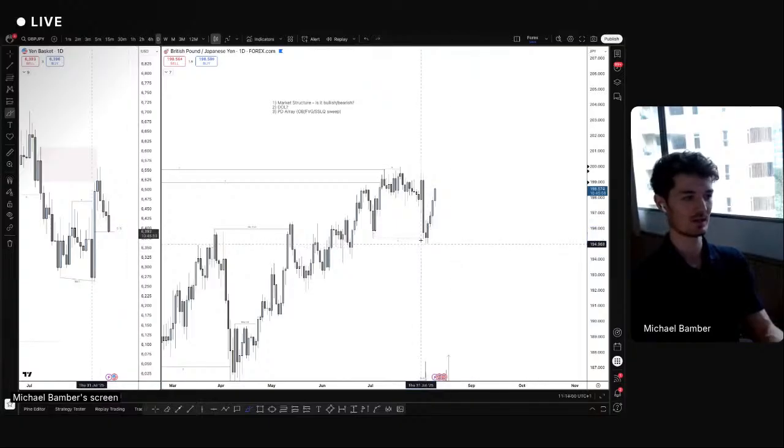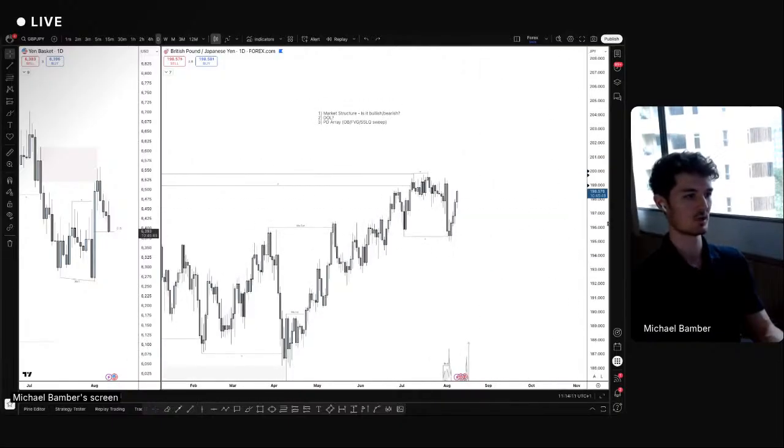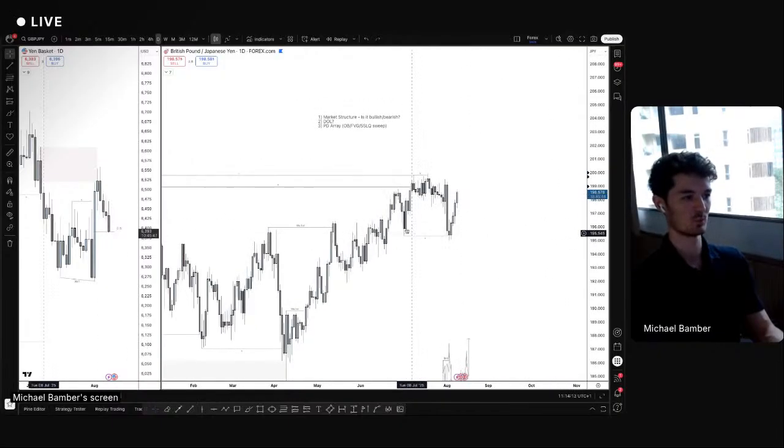Okay, so here you can see that we've wicked below. We've broke with lack of intent, which means fuel for more upside. So even before this move even took place, I was looking for longs. Okay, so market structure is still bullish. We've taken liquidity. GJ does this a lot where it sweeps the lows and it just adds fuel to the fire.